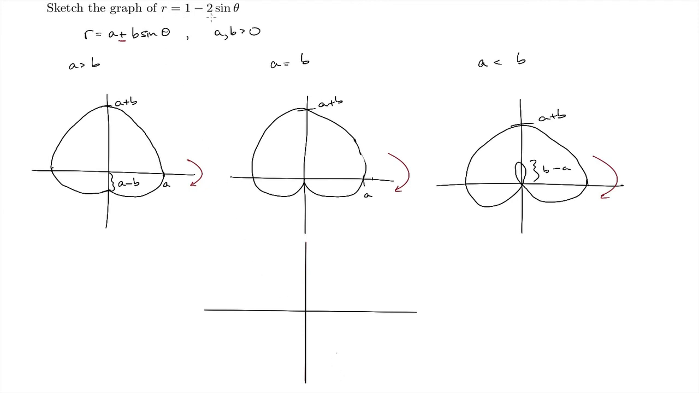We've got 1 and 2, so this number a is smaller than this number b, so we're going to have the little inside loop here. But we flip it, and so we come down here. A plus b is 3, so it comes down to 3. And then we start out here again at a. It comes out to 1, and so it comes out.